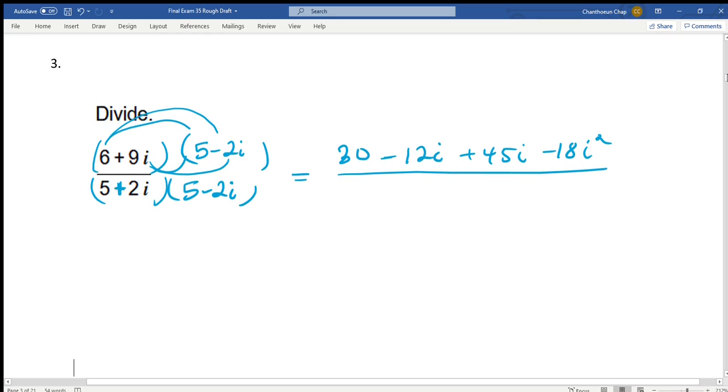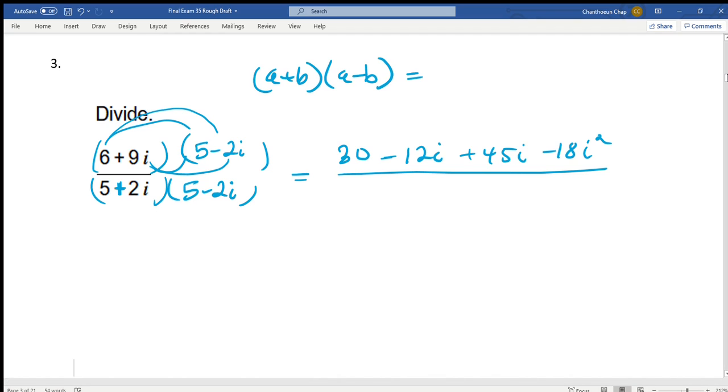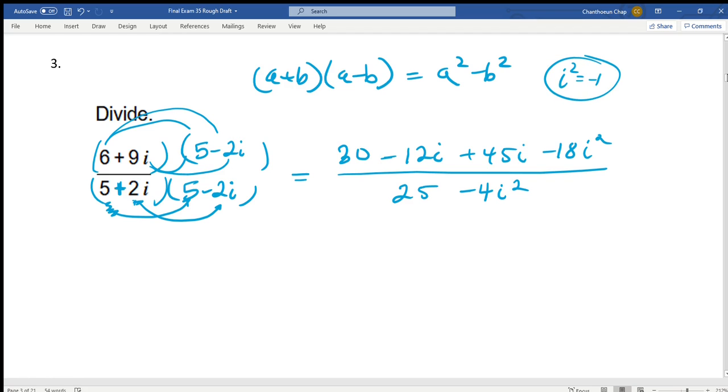Remember, when you're multiplying conjugates, recall a plus b times a minus b, that's just a squared minus b squared. So I can just multiply the first with the first and the last with the last to figure out what this is. This should be 25 minus 4i squared. Now we also need to recall that i squared equals negative 1, so I can replace all of these i squareds with a negative 1, and so we're going to simplify this.